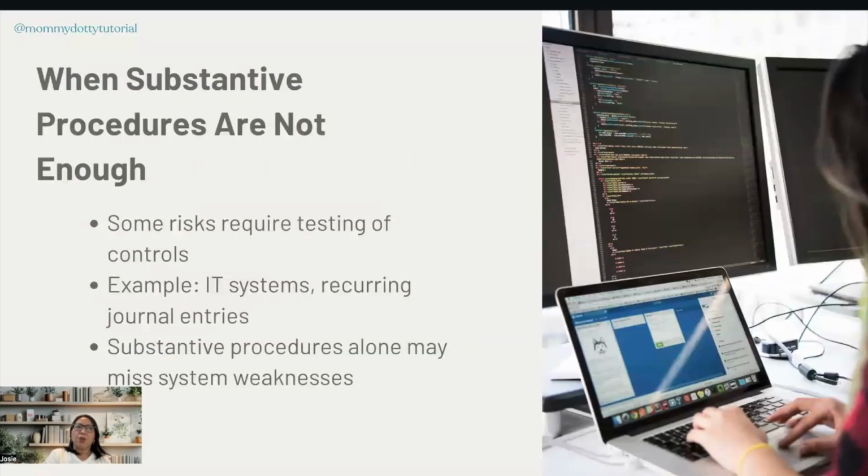There are situations where substantive procedures aren't sufficient. For instance, if you rely on an IT system to process transactions, you need to test the controls around the system. Otherwise, you may miss key risk areas. Substantive procedures alone may actually miss system weaknesses.